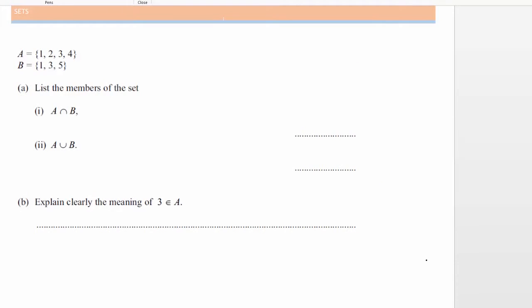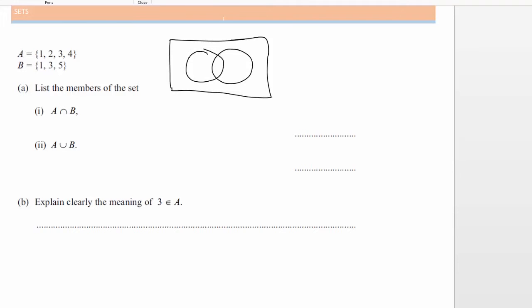Pause it if you want to read. List the members of the set A intersect B. I'm going to do a very quick diagram. They're not always necessary, but it sometimes helps me to see. So here's A and B. What do they have in common? They've got a 1 in common. They don't have a 2 in common. They do have the 3 in common.